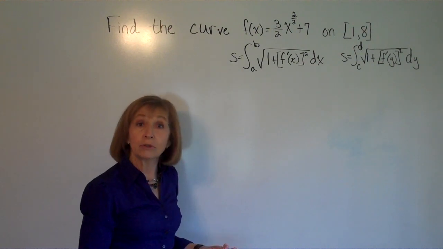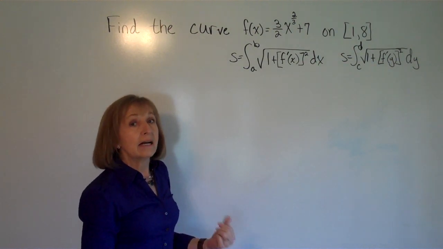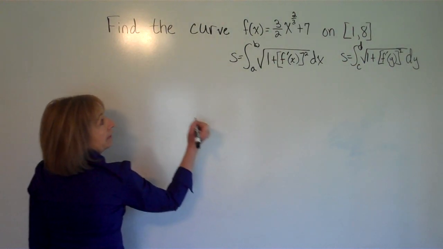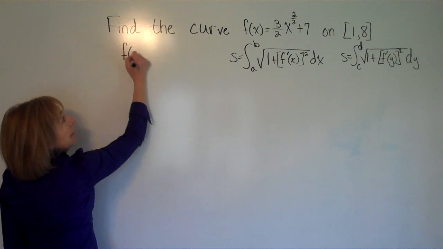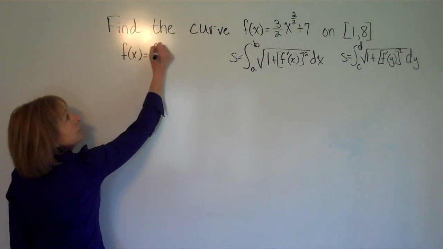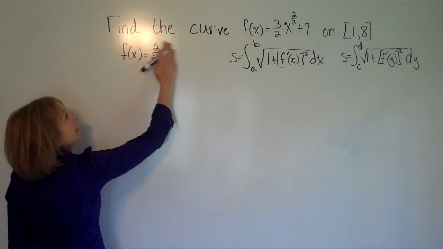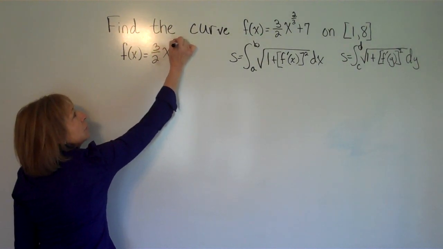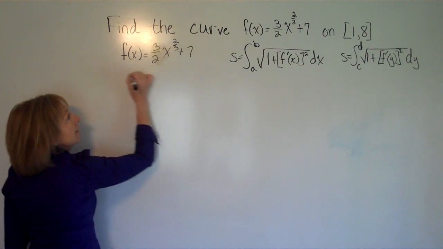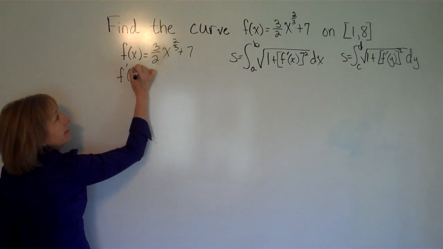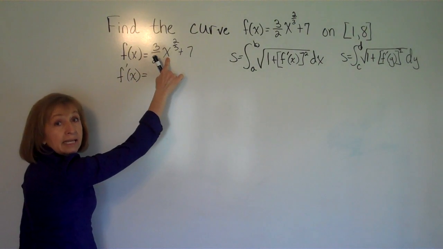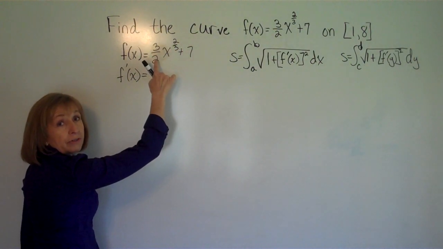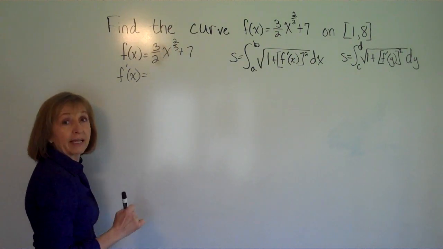So remember, a rectifiable curve means a curve that has a finite length. Now our formula involves the derivative of the function. So if our function f of x is 3 halves x to the 2/3 plus 7, then our derivative f prime of x is, well, taking the derivative of a letter base to a number power, bring the exponent down, multiply it to the coefficient in front of it, and subtract 1 from the exponent.